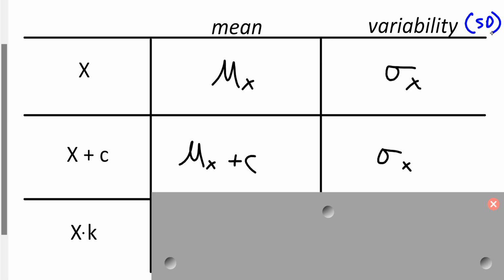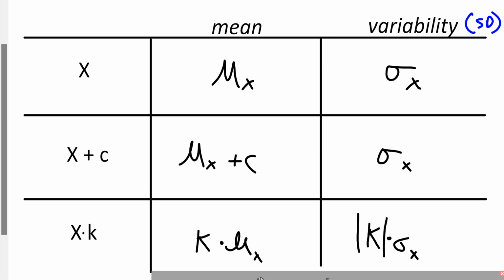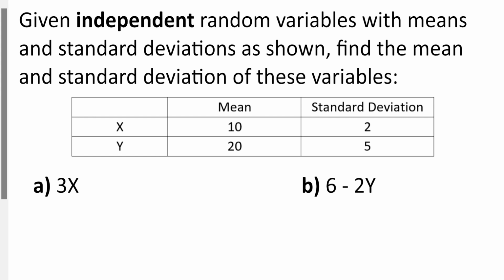And another recall from last time, when you're multiplying, you do have to multiply both. This is important to note that this only works for a positive standard deviation. We can't have negative spread, negative standard deviation. So that's why we do the absolute value there. So you might be given something like this. Say, given independent random variables with means and standard deviations as shown, find the mean and standard deviation of these variables. So I've got A and B here.